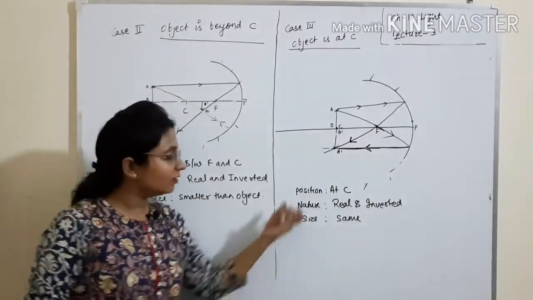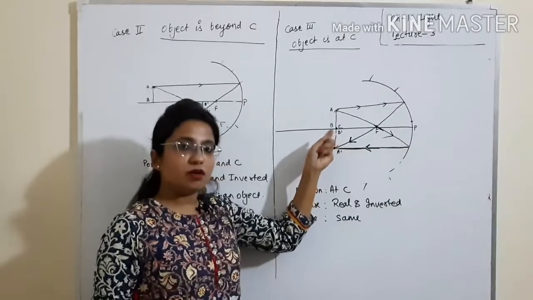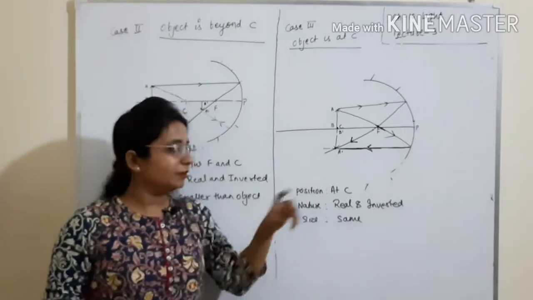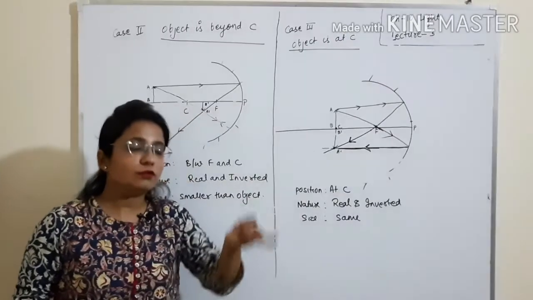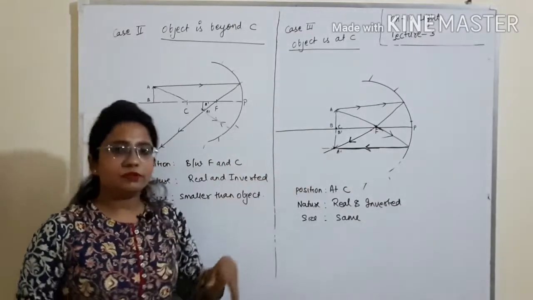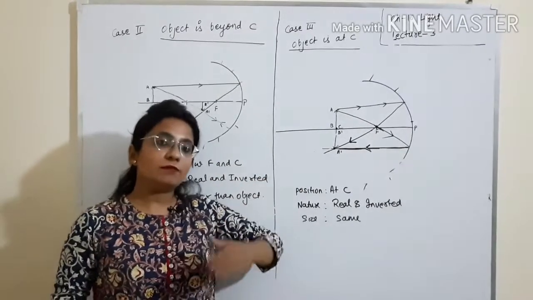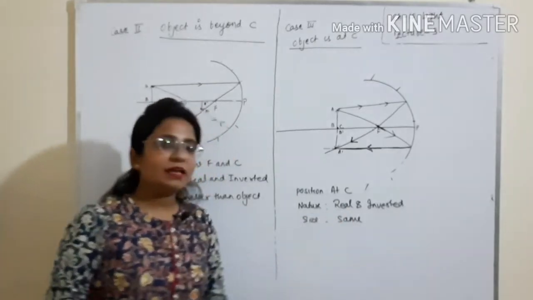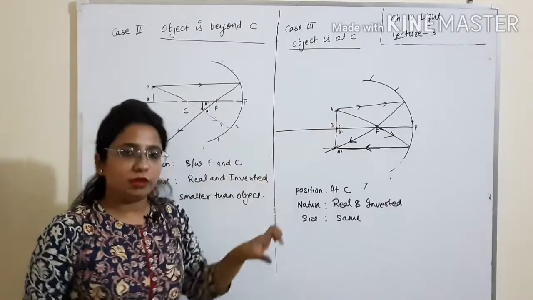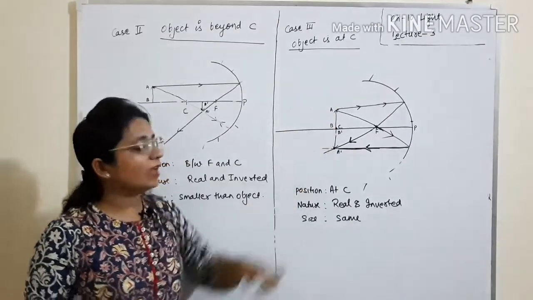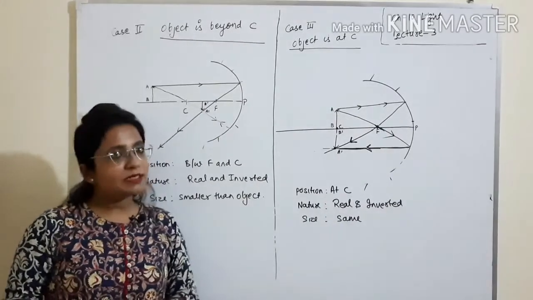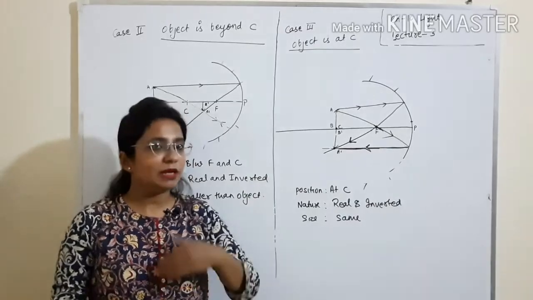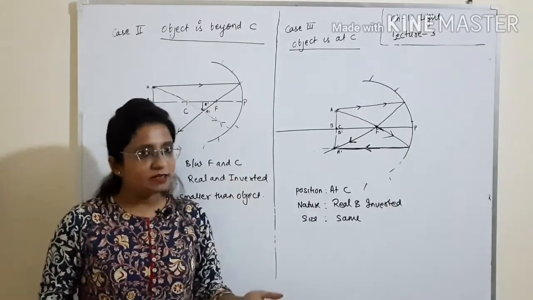What are the characteristics? The image is formed at C, the center of curvature. What is the nature of the image? Real and inverted. The light rays are meeting actually, that's why it is real, and it is below the principal axis. All the images which are formed below the principal axis are inverted. And third, what is the size of the image? Same as that of the object. The size of the object and the size of the image are the same. Similarly, you can make the other ray diagrams. I hope this is very clear to you. You can make all the ray diagrams, and if any doubts, you can ask me.